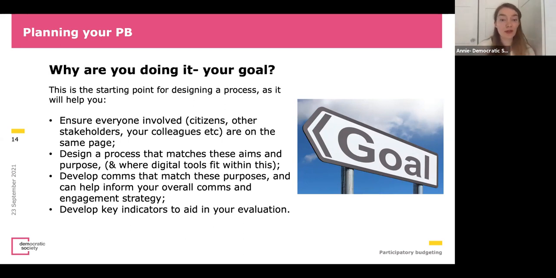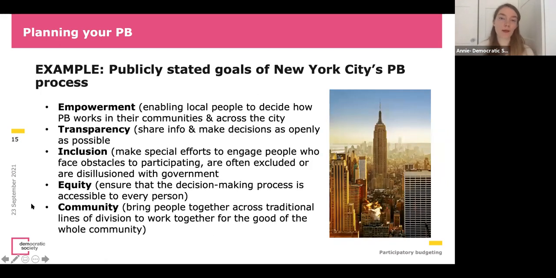And again, developing communications that match these purposes that can help inform your overall comms and engagement strategy. So if you've got your goal, you can think, right, how am I going to communicate that to people? And then this can also help you develop key indicators to aid in your evaluation. So I think the PB Charter is quite a good example of that. It had the 7 key points, and you can use things like that as key indicators to aid in your evaluation.